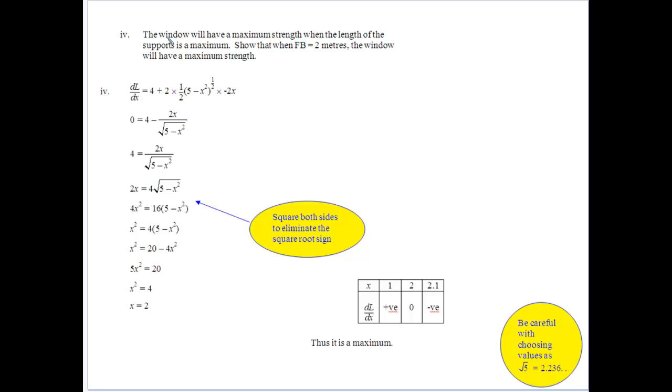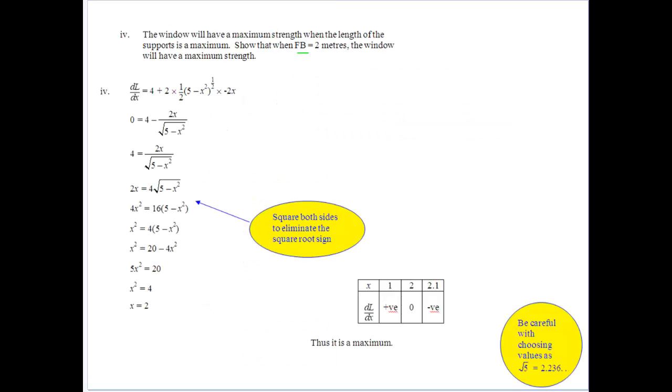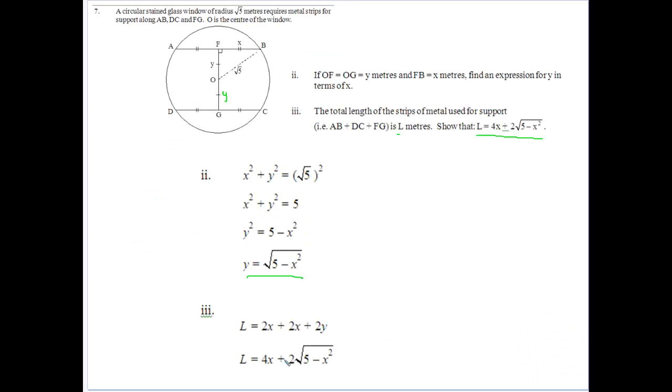Now, the window will have maximum strength when the length of the supports is maximum. So show that when FB is equal to 2, the window will have a maximum strength. So we've got FB being equal to 2, so when X is equal to 2, basically. So we derive L with respect to X, so we want to find the maximum. So we derive, we get 4. We apply the chain rule on the other part. So apply the chain rule there.